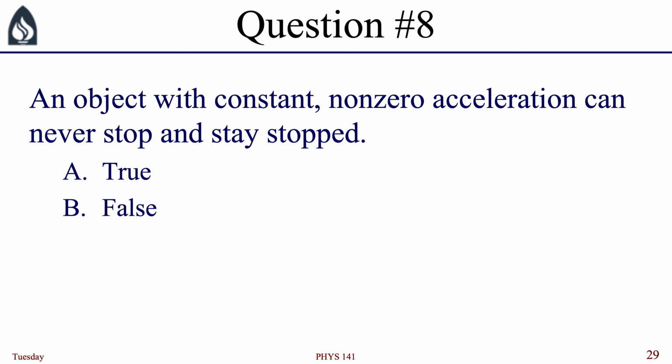An object's velocity could be zero for an instant. So you could have a car that was moving forward, and then suddenly the driver, say, threw the car into reverse. The car would slow, stop for an instant, and then start speeding up backwards. But it could never stop and stay stopped if there is an acceleration.